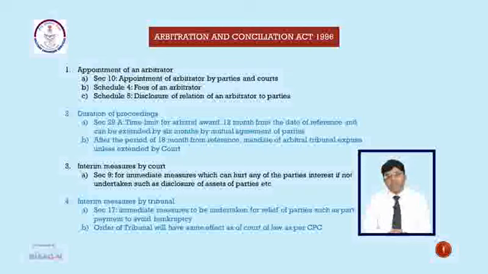So during the arbitration proceedings, or even at the time of publishing of award, the parties can approach court and seek interim measures. Similarly, the Arbitration and Conciliation Act 1996 has given powers to the arbitral tribunal also to provide interim measures. This interim measure is provided under Section 17 of the Act.